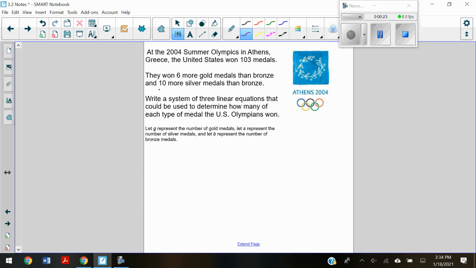Write a system of linear equations that could be used to determine how many of each type of medal the U.S. Olympians won. Let G represent the number of gold medals, S represent the number of silver, and B represent the number of bronze. So we won 103 total, so we could say the number of gold plus the number of silver plus the number of bronze is equal to 103.